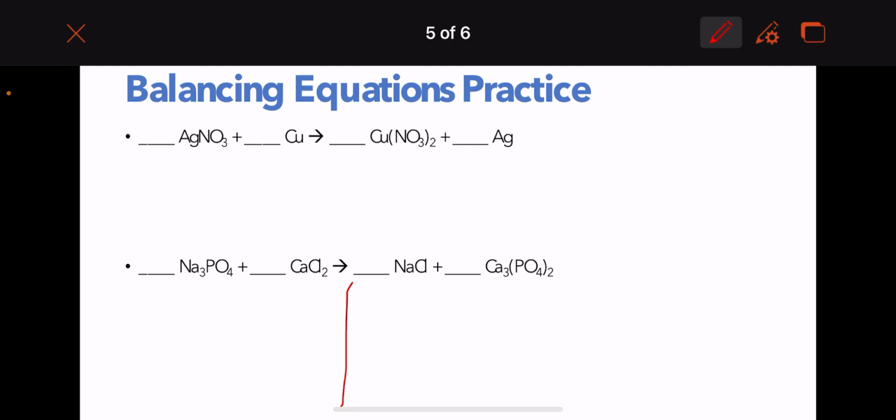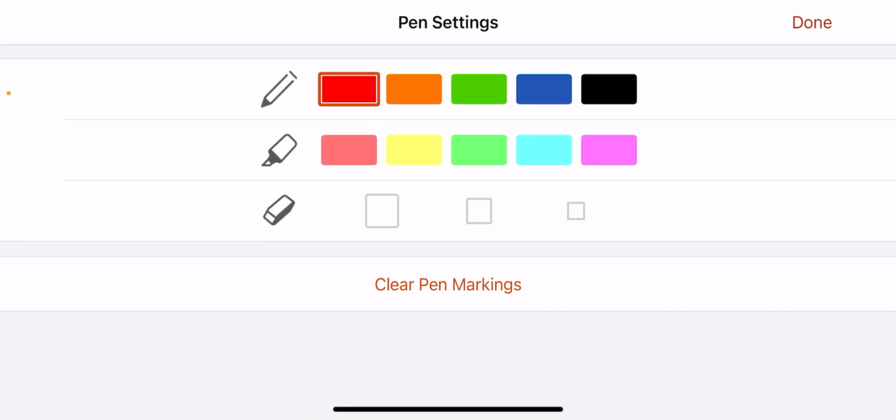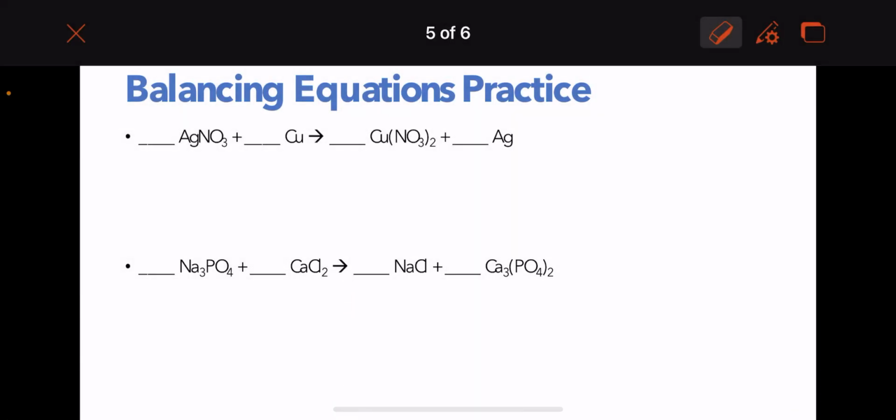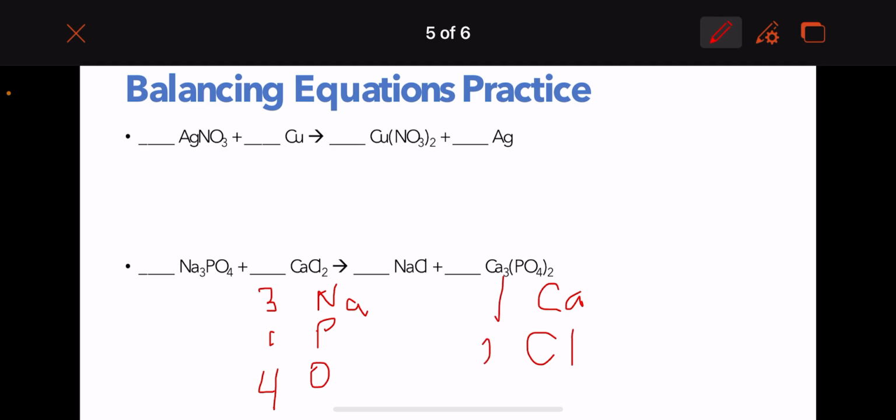Here we have sodium phosphate and calcium chloride reacting to form sodium chloride and calcium phosphate. So let's go ahead and count up what we've got here. We've got some sodium. Let's see if I can write small enough this time. Phosphorus, oxygen. I can't write small enough. Calcium and chlorine. All right, and so on the reactant side, I've got 3, 1, 4, 1, 2.